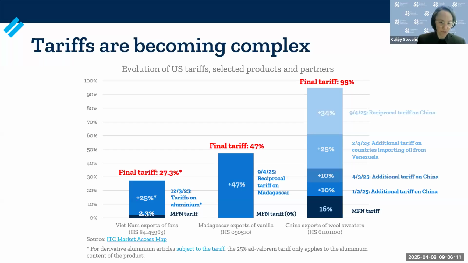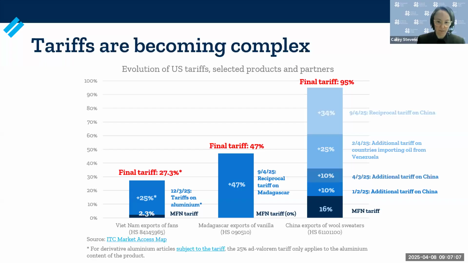Just to give you an example, fans from Vietnam. These are fans that are often used in cars to cool down motors. Prior to March 12th, these fans faced a most favored nation tariff in the US of 2.3%. After March 12th, these fans are now subject to additional tariffs on derivative aluminum products. So they are subject to a 25% tariff on the aluminum content in the fan. So the final tariff that the fans will face in the US market from Vietnam is about 27.3%. And it's not exactly 27.3% because that 25% additional tariff on aluminum derivative products is only being assessed on the aluminum content of the fan.